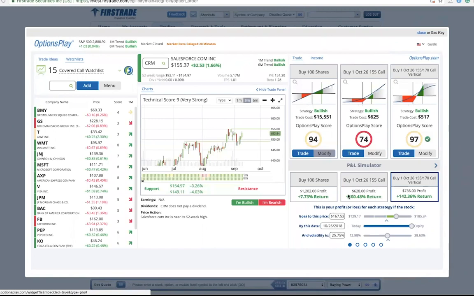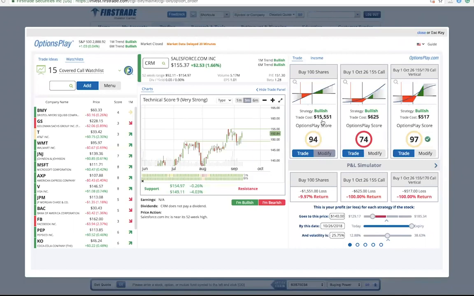So on this call option, you make a 100% return if the stock goes up to 167, a 142% return on the call vertical if it goes up to 167, and a 7% return if you had bought the stock. Conversely, you should also have an exit plan on the downside. What if the stock goes back down to 145 or maybe even 140? This allows you to really understand your risk.